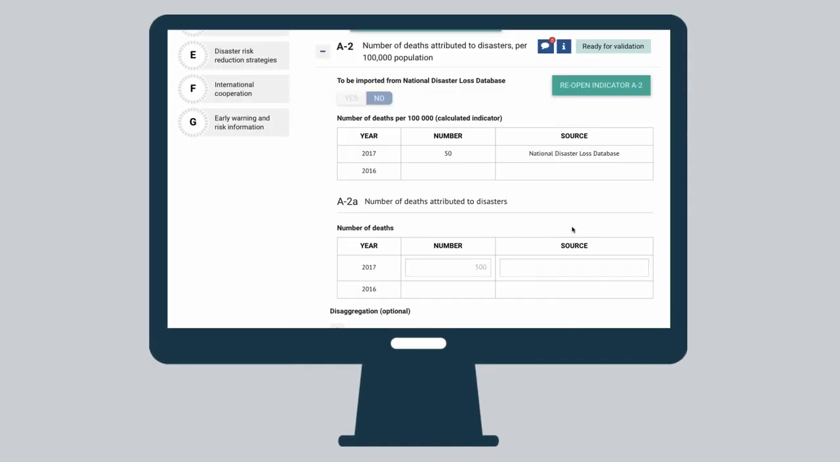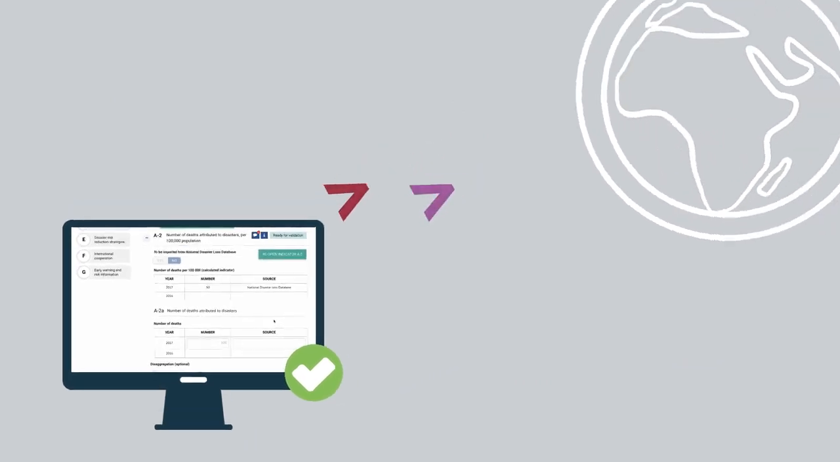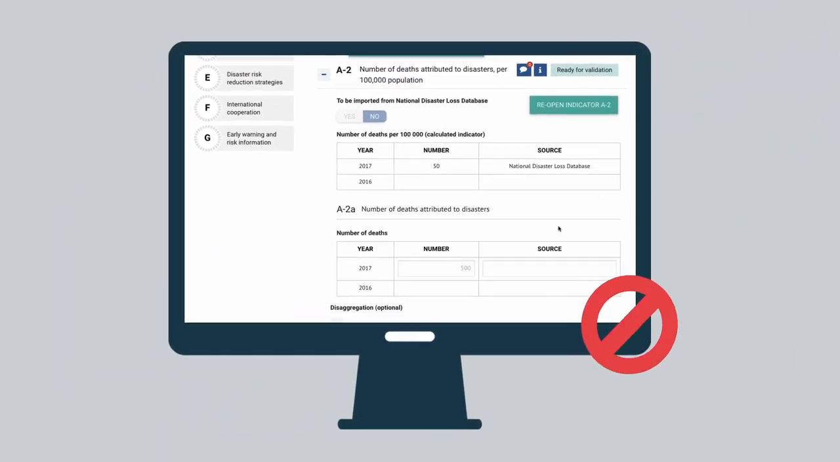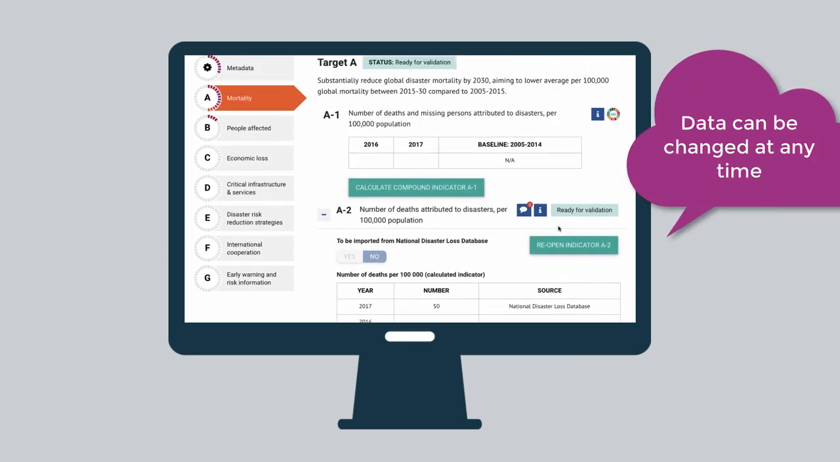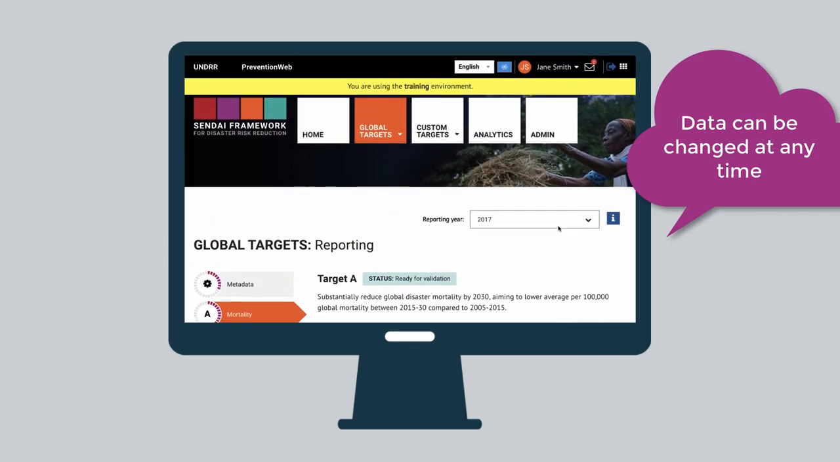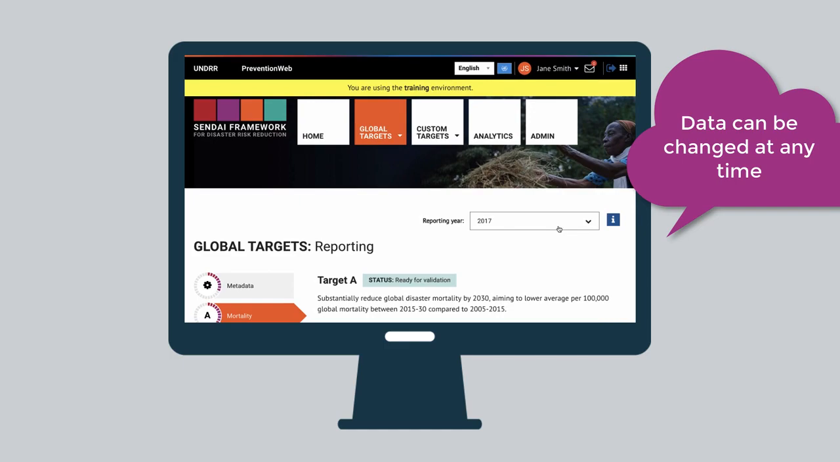It is essential that contributors submit indicators for validation and that validators validate the data in order for data to be used for global reporting. Until the data entered is validated, it remains in draft form and cannot be used for global reporting. It is also important to note that data entered into the system can be changed at any time before or after validation.